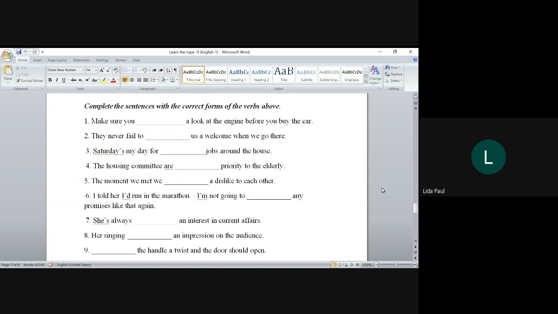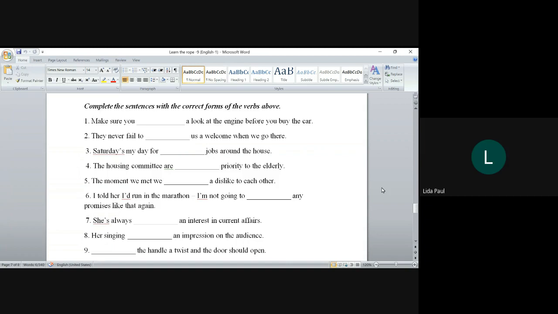Okay, third one, Saturday is my day for dash jobs around the house. Now, keep in mind all the changes of tense and aspects, right? Like future, present, past, or perfect, continuous, and simple tenses. All of those apply to these verbs also. They may not be participating in the production of meaning, but they are very much grammatical. So whatever changes take place in the sentence in terms of tense and the aspect is reflected on these verbs.